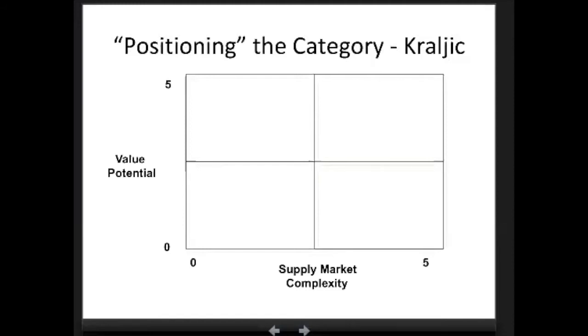How many other competitors might be there as part of that particular item's suppliers. If you don't have too many competitors, then it's a more complex market. So there is x-axis supply market complexity and y-axis, which is value potential. And based on that, you could come up with different types of items falling into these different quadrants.